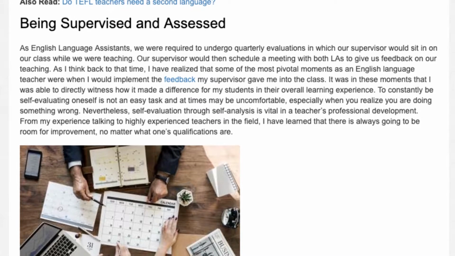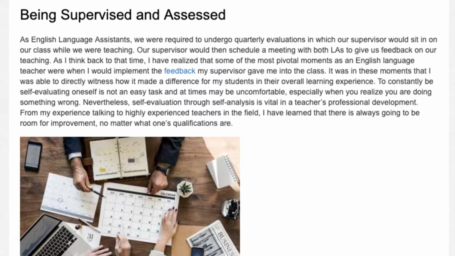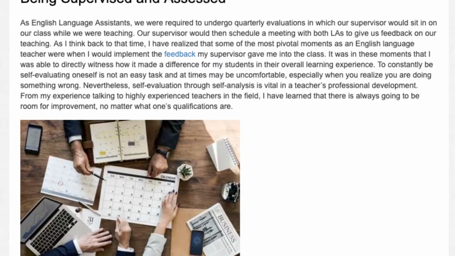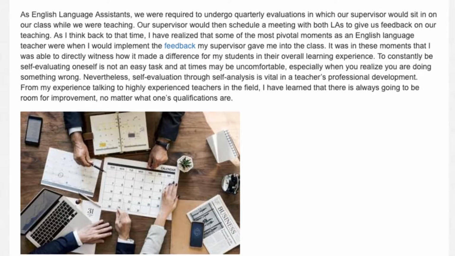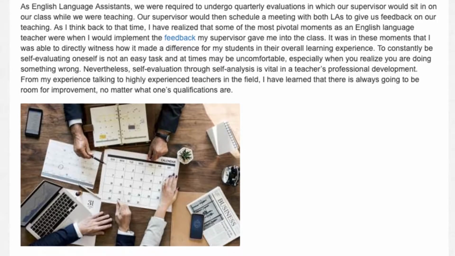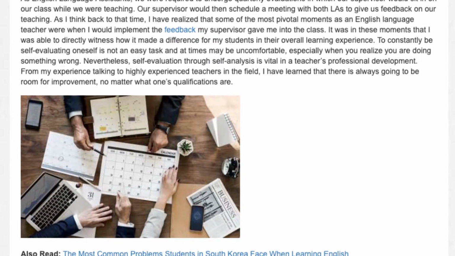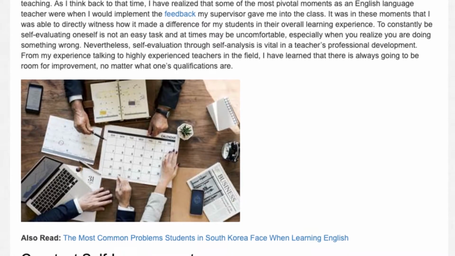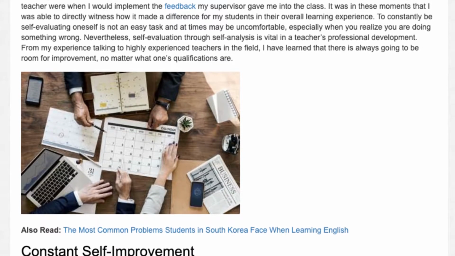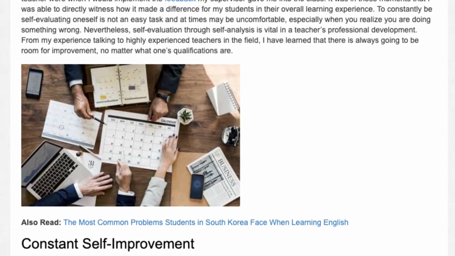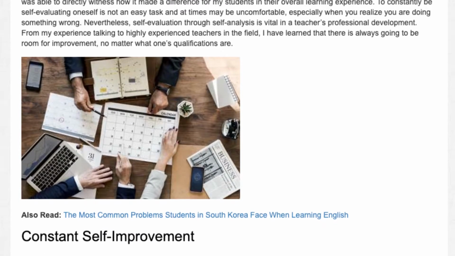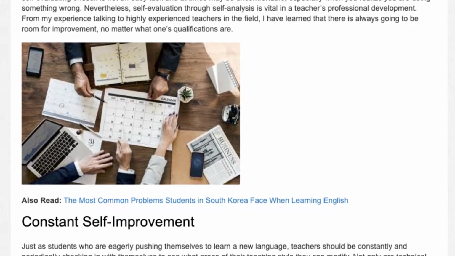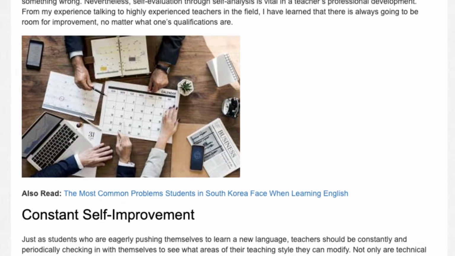To constantly be self-evaluating is not an easy task and at times may be uncomfortable, especially when you realize you are doing something wrong. Nevertheless, self-evaluation through self-analysis is vital in a teacher's professional development. From my experience talking to highly experienced teachers in the field, I have learned that there is always going to be room for improvement, no matter what one's qualifications are.